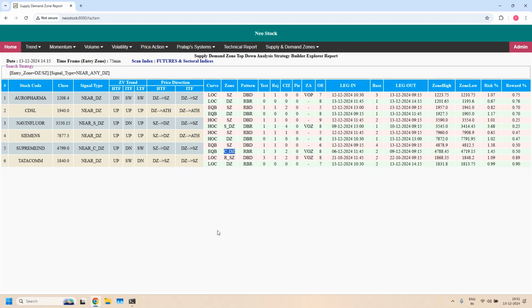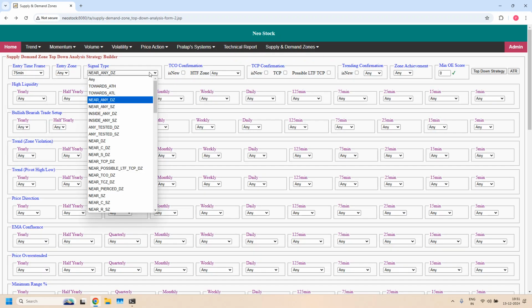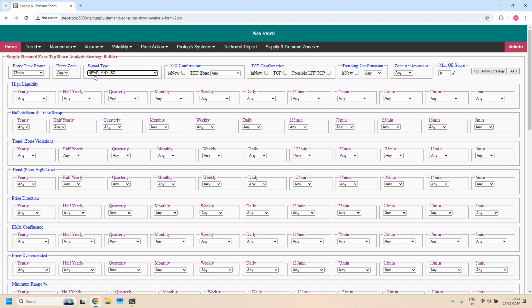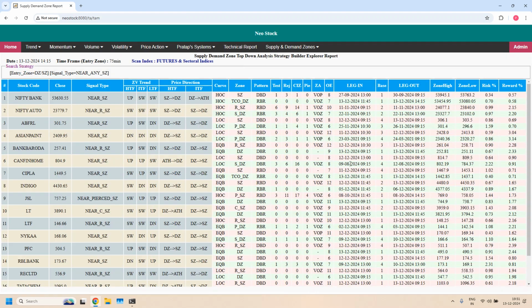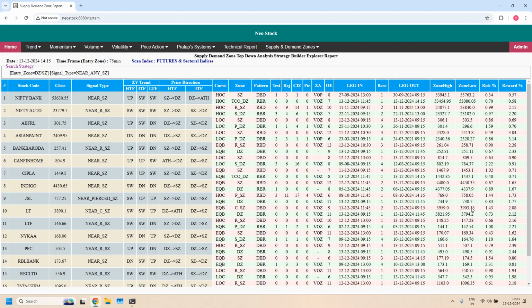Okay, next, for 75 minutes time frame, let us find the stocks near 75 minutes supply zone. Let's filter. First 15 stocks in the list. I'm scrolling the list down. So total 18 stocks are filtered. So let us identify high liquidity 75 minute supply zones from this list.